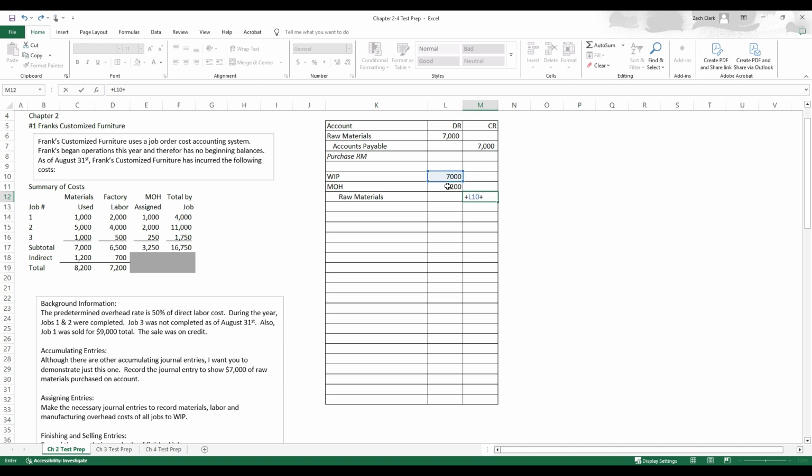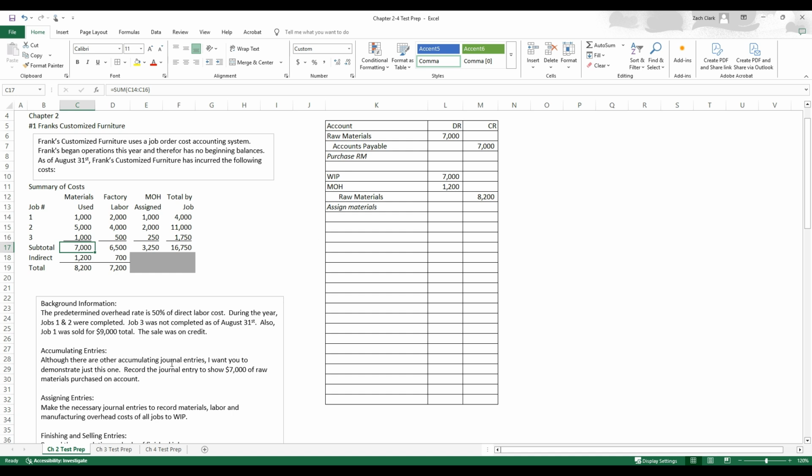The actual overhead costs incurred go on the debit side, and then the overhead applied, which we will record later, goes on the credit side. Okay, so here's our journal entry to assign our materials. And we'll just put assign materials. We don't need anything fancy there, but just something to remember that we need explanations on our journal entries. And so there, remember that is the indirect. It goes to the overhead, and then the amount that is direct goes to our work in process.